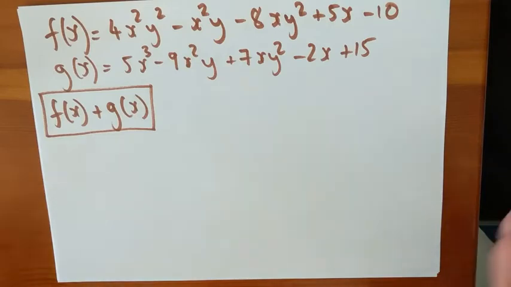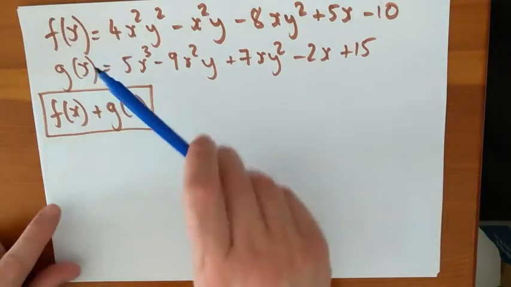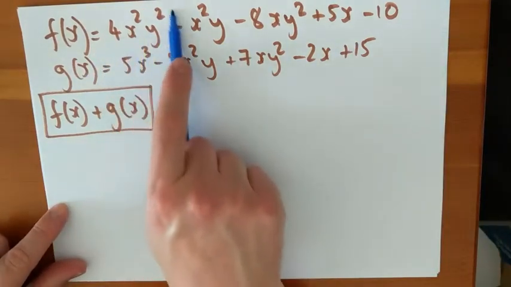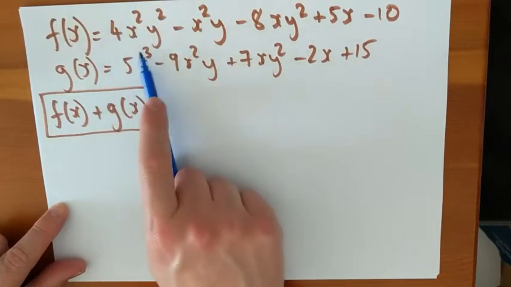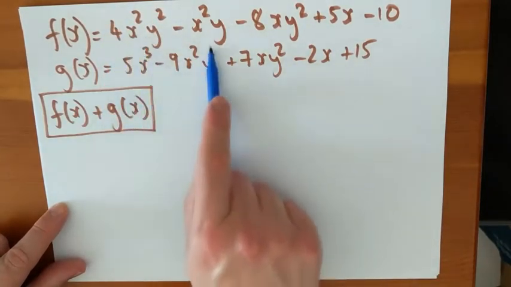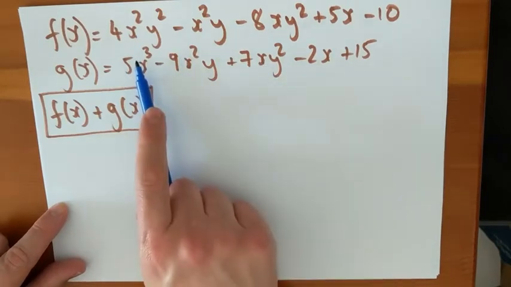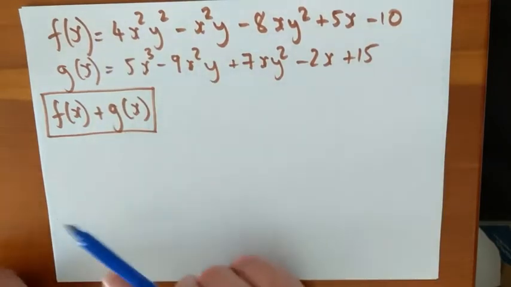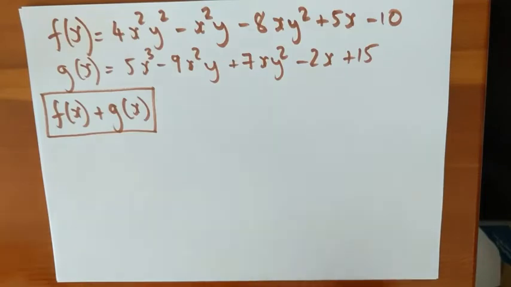I've got two different great big polynomials here. This one has order 4. This is the highest number of variables in a single term. This one, the highest power is a 3. That one's a 3 as well, that one's a 3. So when we add these two together, only terms with exactly the same number of variables, in fact exactly the same variables, can be added together.